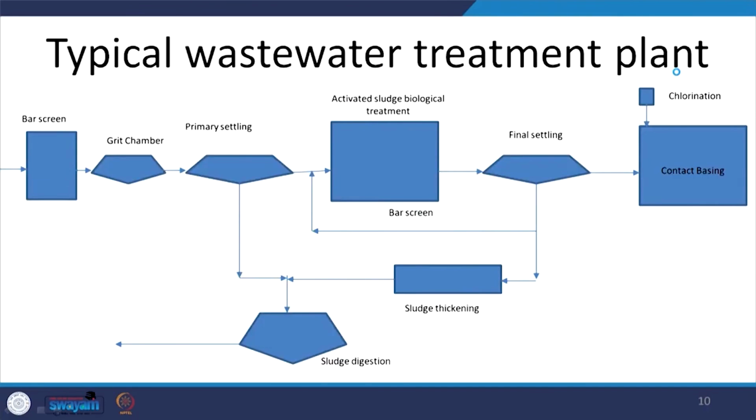Let us move on. So, typical wastewater treatment plant, this is what we have. Before we understand the wastewater treatment plant, let us see what it is that we have.